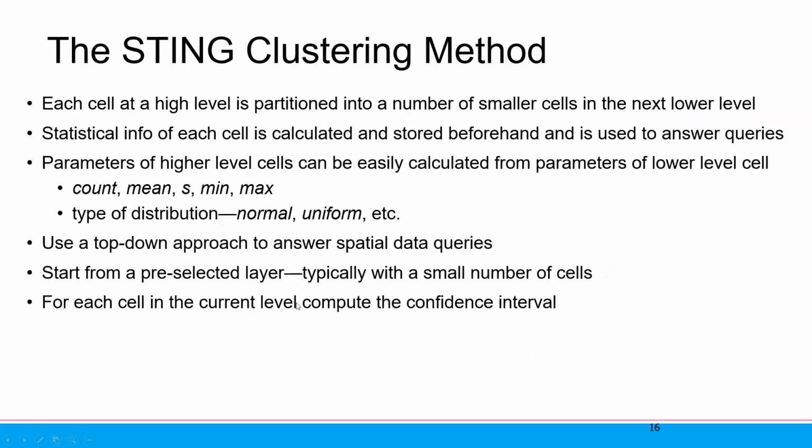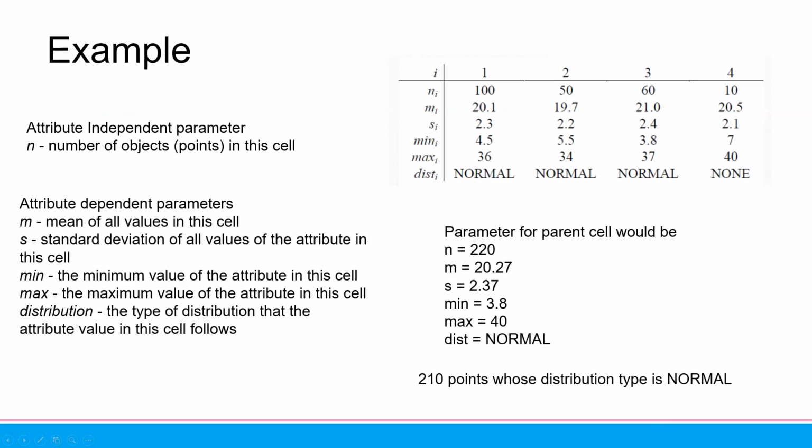For each cell in the current level, compute the confidence interval. There is a method to calculate the confidence interval, but let me skip that one. Let's see one example. In this example, we have some data like N, M, S, minimum, maximum, and the distribution. N means the number of objects or points.